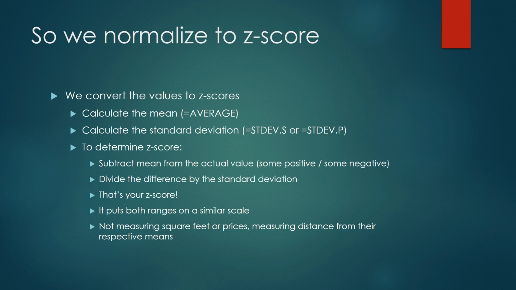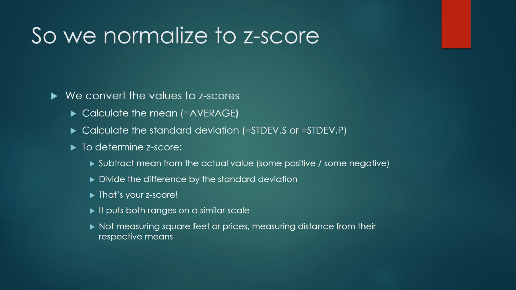So what we're going to do instead is we're going to convert the values to z-scores. Now how do we do that? Converting the value to z-scores means that we first calculate the mean, and you can use your equals average function in Excel to do that. And then you calculate the standard deviation. You can either calculate the standard deviation using the stdev.s for the sample or the stdev.p for the population. In most cases, we'll probably be working with a sample, so you'll use the first standard deviation function.